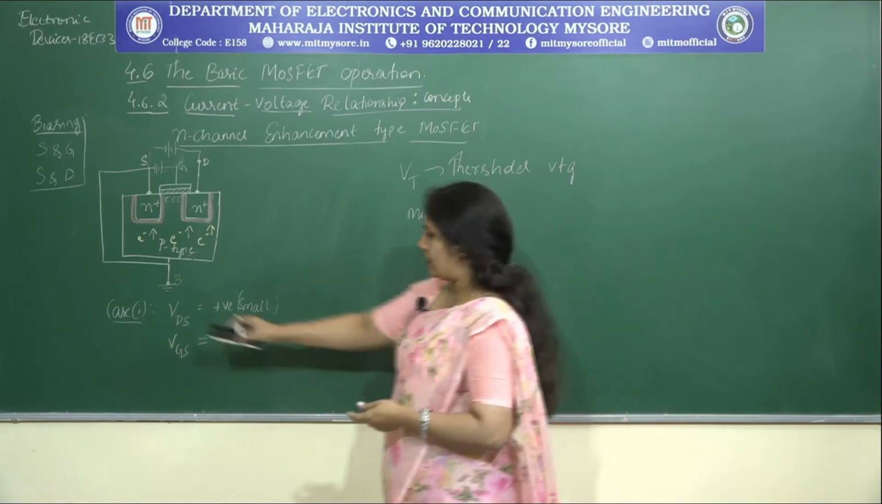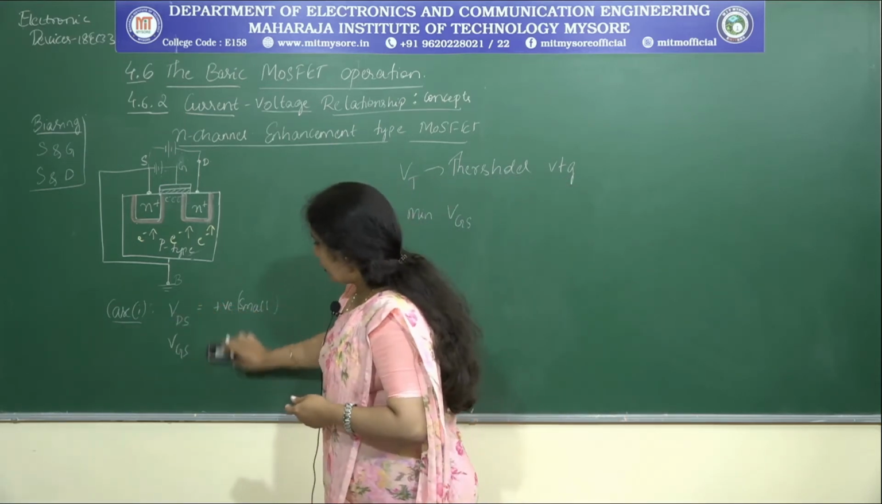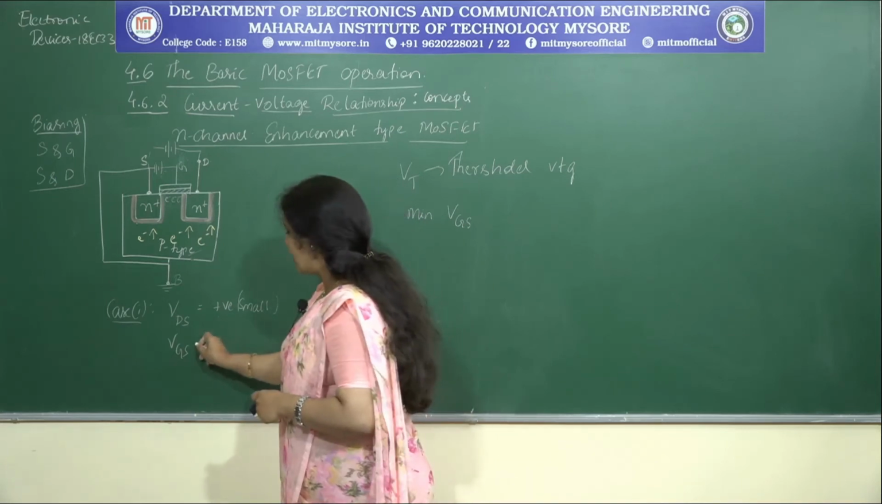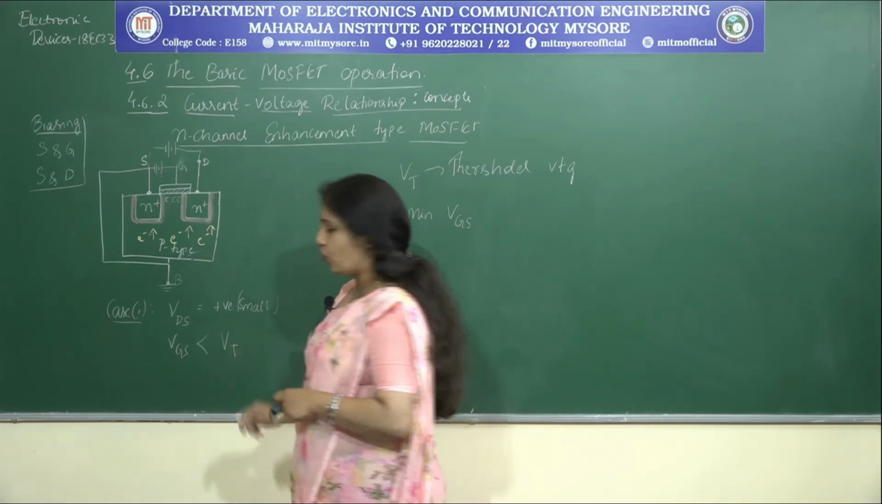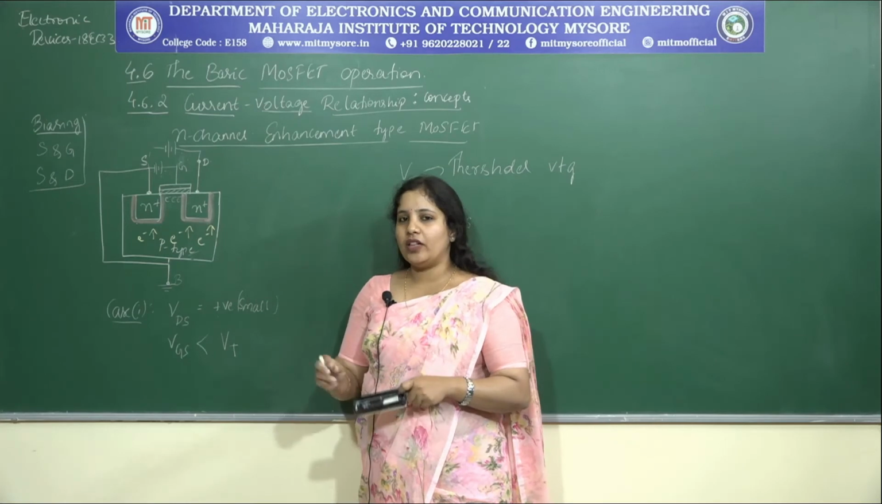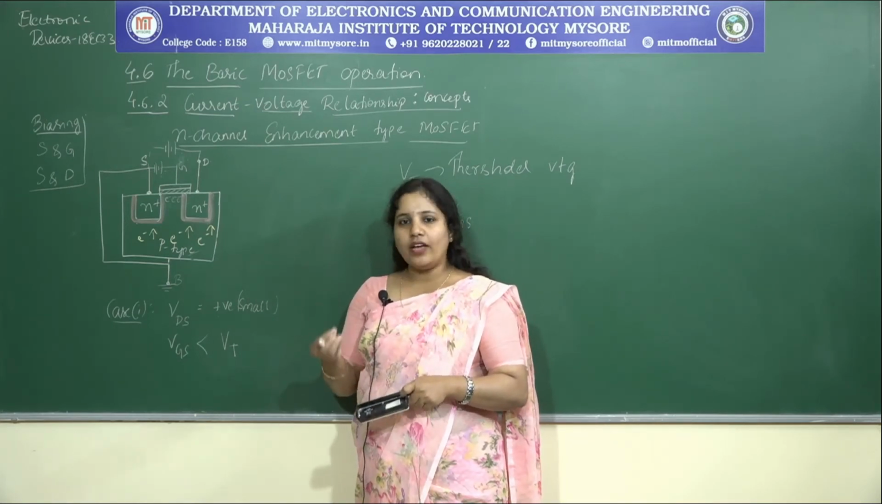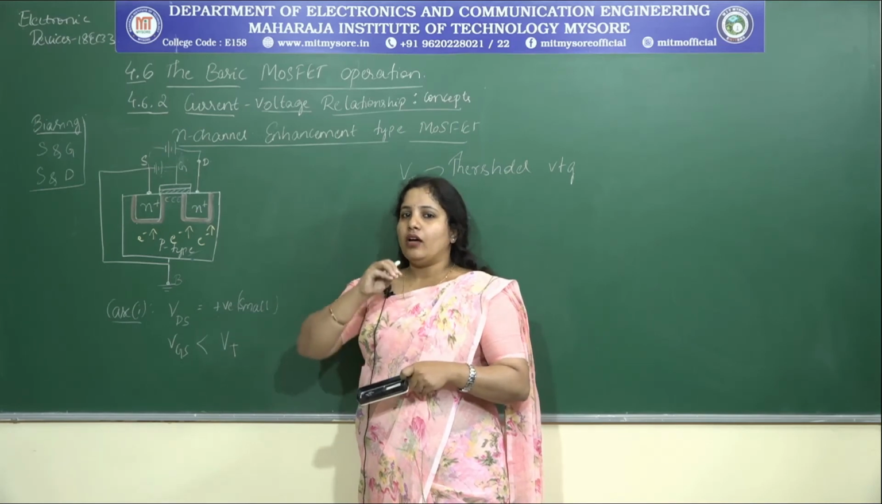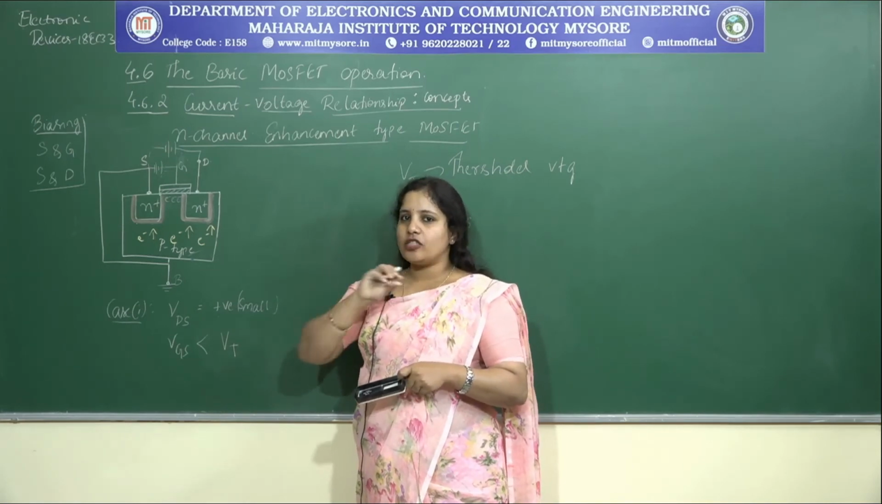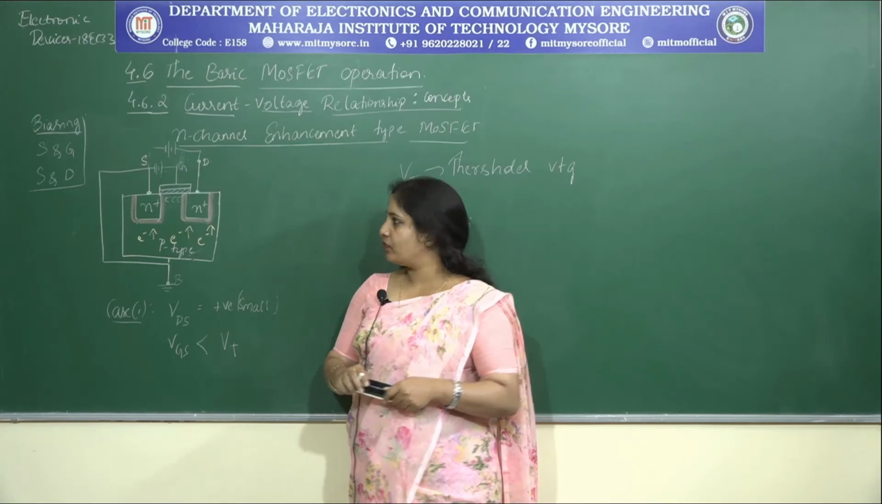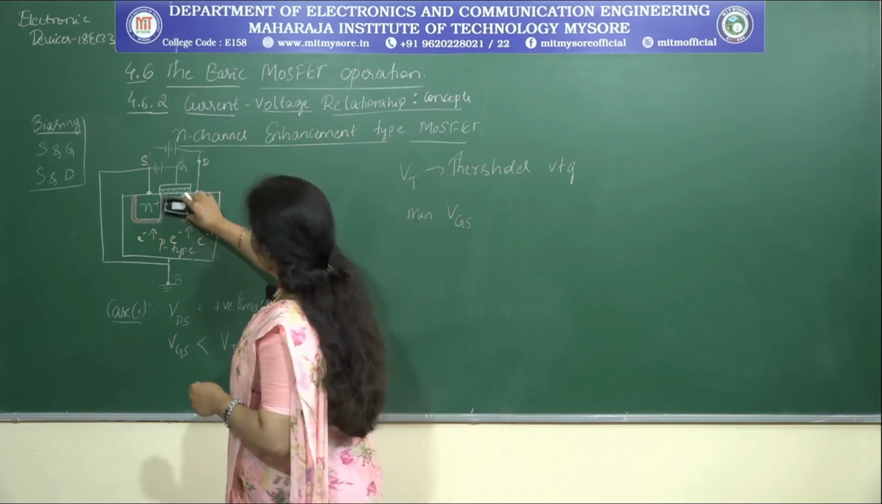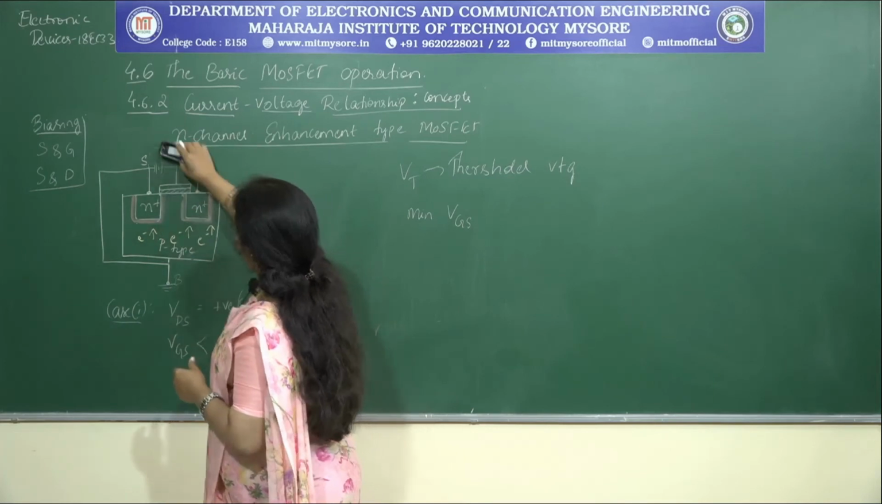So if my VGS is less than the threshold, what will happen? Will there be enough voltage to attract these electrons? No. Therefore, there will not be accumulation of the electrons beneath the oxide layer. Done? That's the first thing that you have to understand.